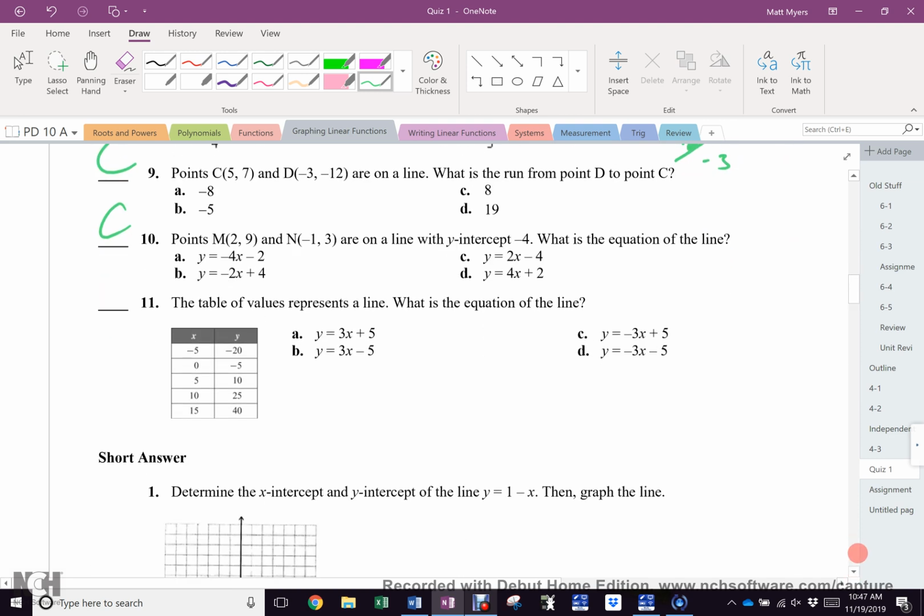Number 11. What is the equation of that line? That's really tricky. Except you see that the y-intercept is -5, right? So it has to be C or D, right? And then are these all X's? Are these all Y's? So if you choose any two of them, do you get the slope? Okay. So -20 minus -5 over -5 minus 0. -15 over -5 is a slope of 3. So what's the answer? B.